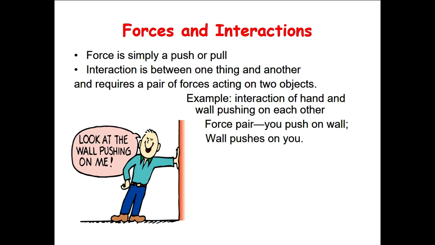For example, look at the picture. There's a man pushing with his hand on a wall. You can see in this picture two objects, the man or his hand and the wall. Now those two objects, there's a pair of forces between them. The man is pushing on the wall and the wall is pushing back on the man. That's called an interaction. So interaction means there are two objects with a pair of forces acting on both of them.